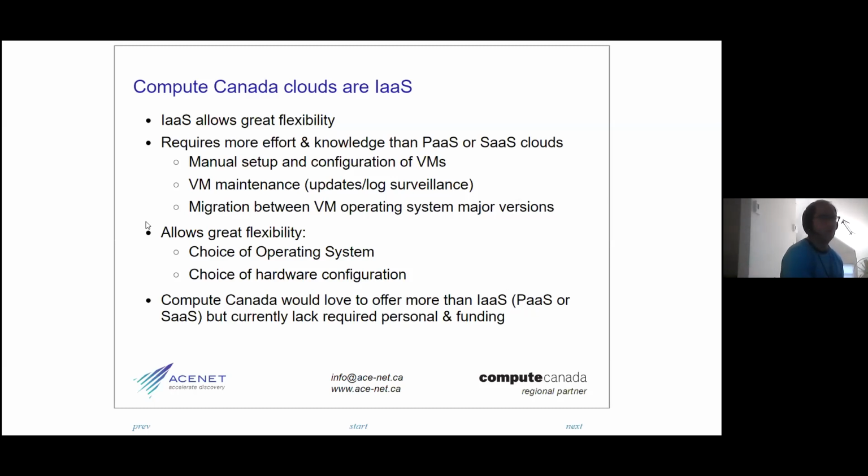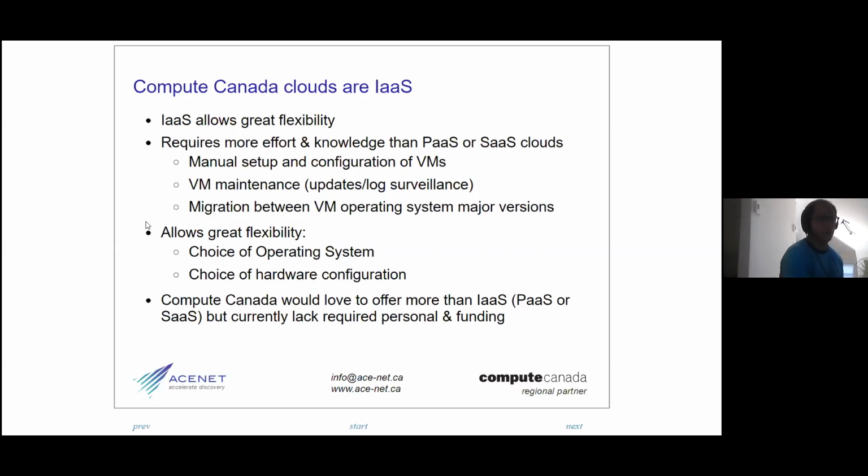You may also need to migrate between major operating system versions on your virtual machines, for example Ubuntu 12 to Ubuntu 14, which can be a fair bit of work because it often doesn't work if you do that in place. But this allows a great amount of flexibility. You can choose your operating system, different versions of Linux. We even have the option of choosing Windows, although that can be a bit more of a hassle for various people concerned.